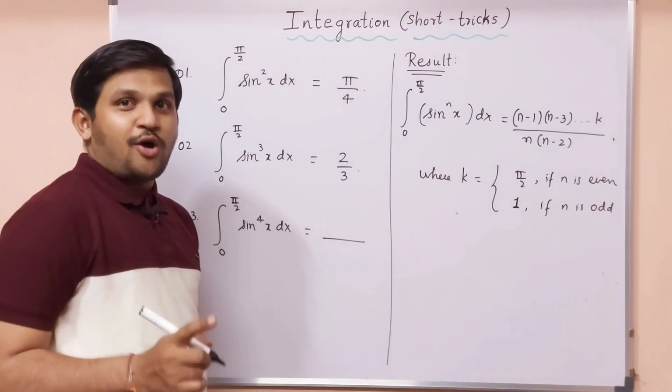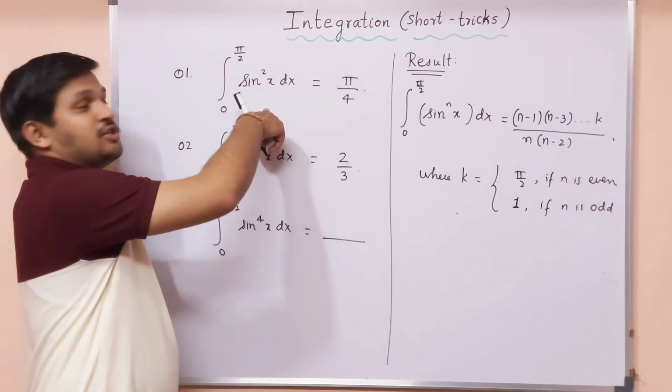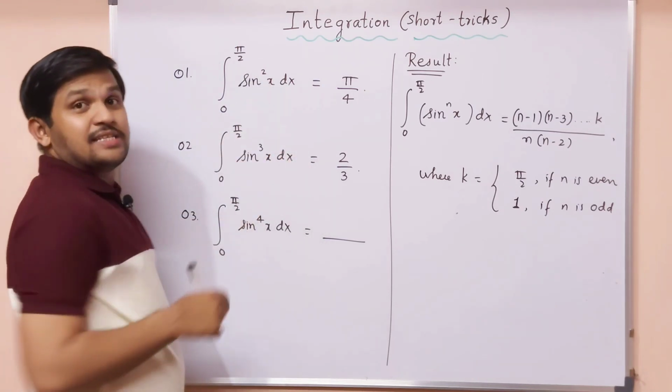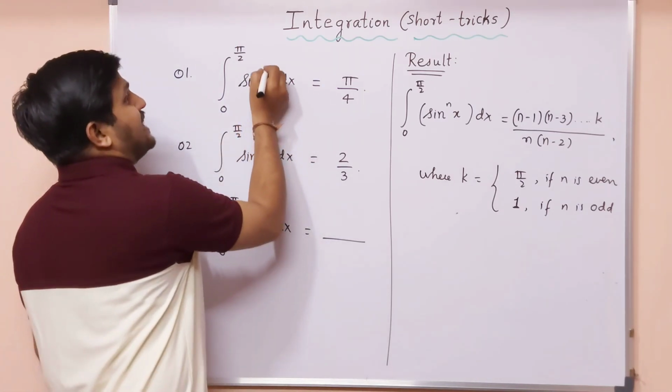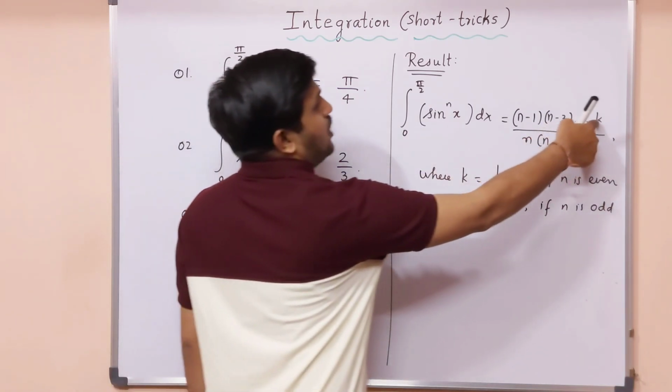Okay, now let's look here, is it matching or not? Integral from 0 to pi by 2, sin square x dx. What is n here? n is even. If n is even, what is the value of k?